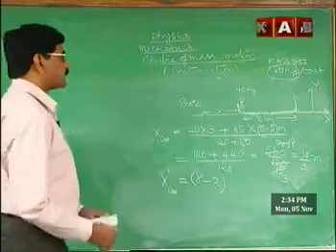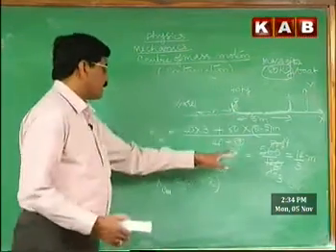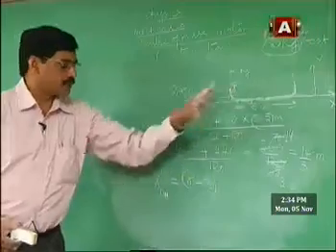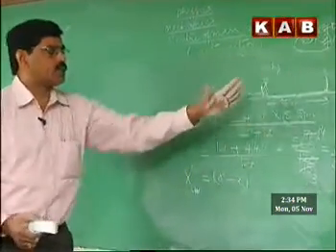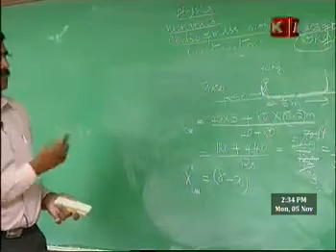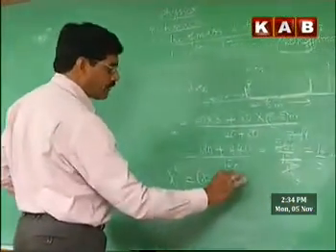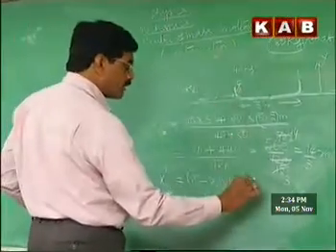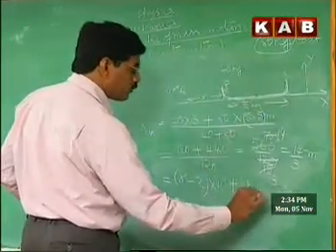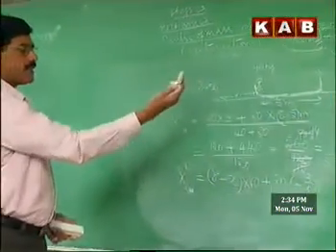8 minus x meters is the distance of the person. 8 meters here, x the boat has moved. Along with the boat, the person also will be carried by the boat towards the left. Therefore, 8 minus x into 40, plus the boat has moved towards the left, therefore it is 80 into minus x. Why minus x? The displacement is towards the left.